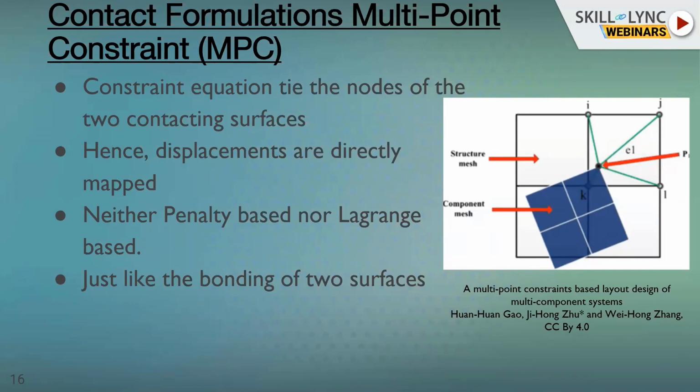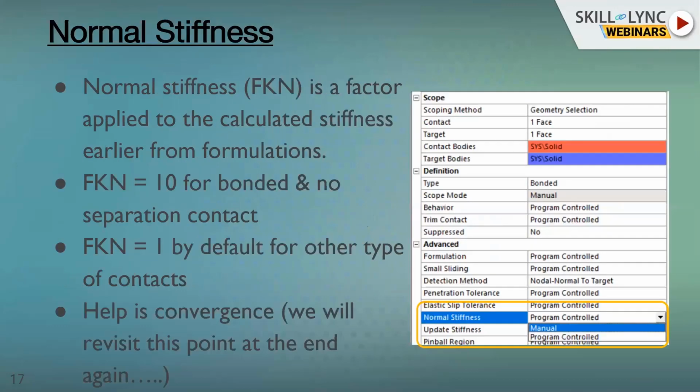So this is the MPC constraint. It is generally used in the bonded contact. Some tie constraints are there in other software, so it is similar to the tie constraint. Degrees of freedom are directly mapped from one to the other. It is different from penalty, it is different from Lagrange, and it is linear, just an equation we have to solve, and it just matches the degree of freedom on the two nodes. It is generally used with the bonded contact. That's the thing. I think it is sufficient while studying the theory of the contacts.